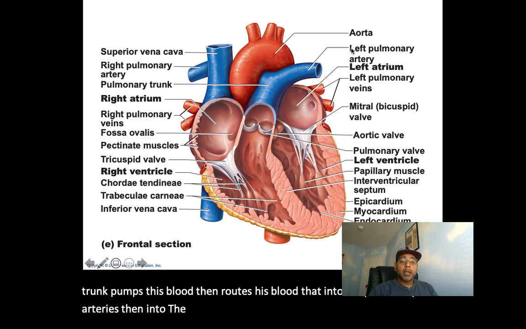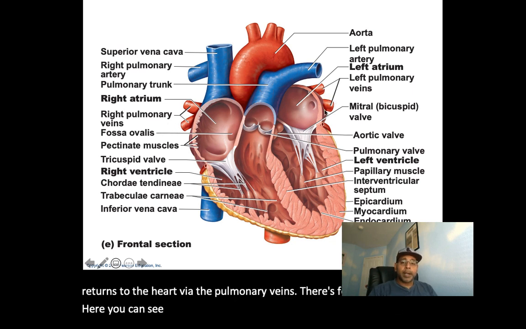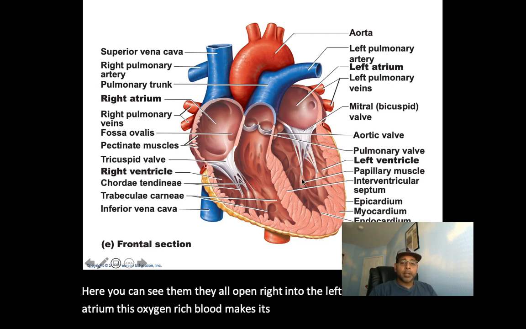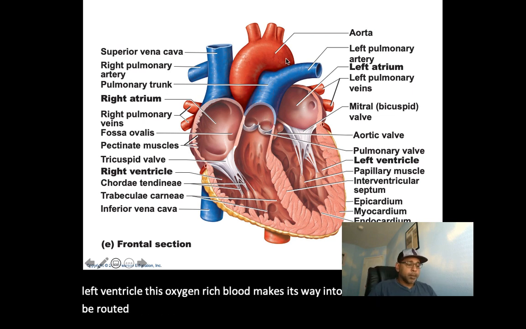From the lungs, oxygenated blood returns to the heart via the pulmonary veins. There are 4 of them, here you can see them. They all open right into the left atrium. From the left atrium, this oxygen-rich blood makes its way into the left ventricle. From the left ventricle, it makes its way into the aorta, to be routed into our circulation.